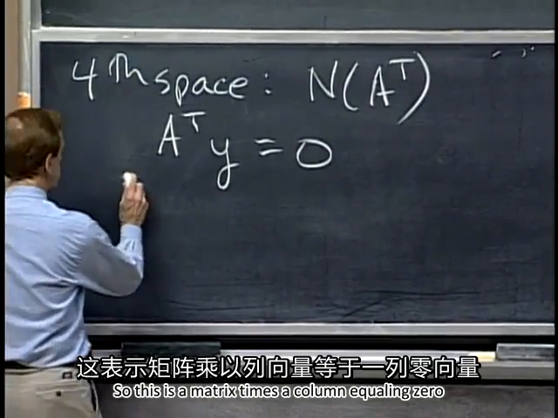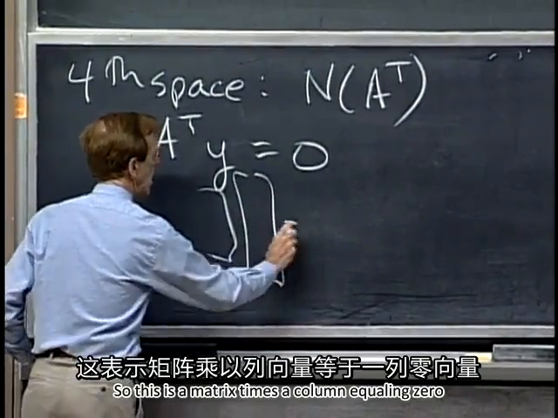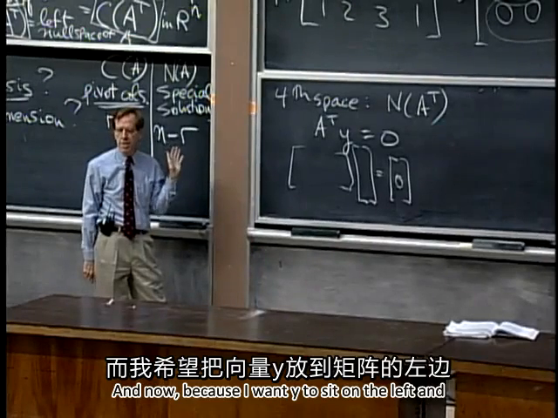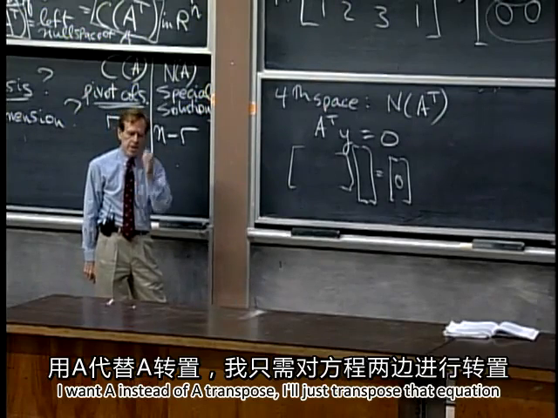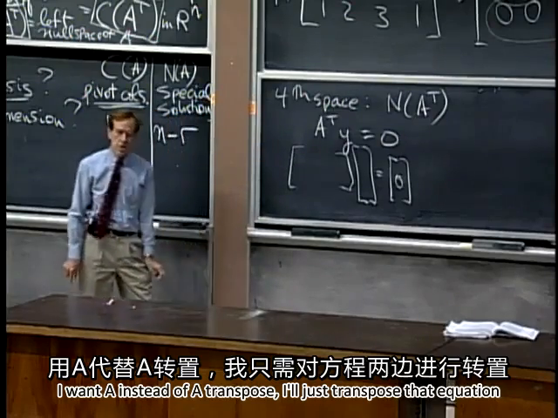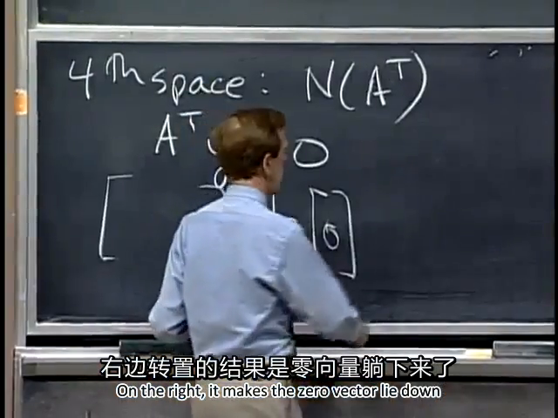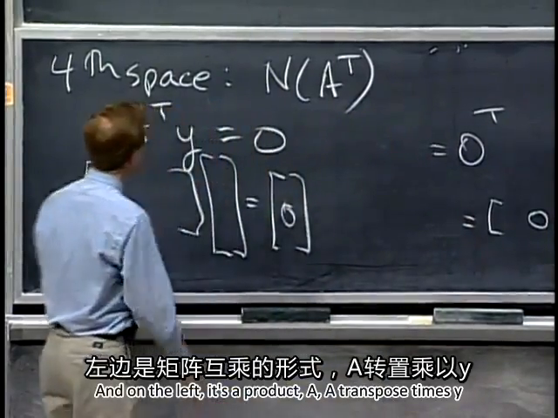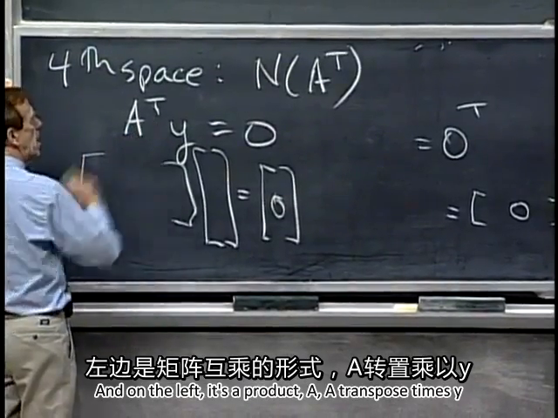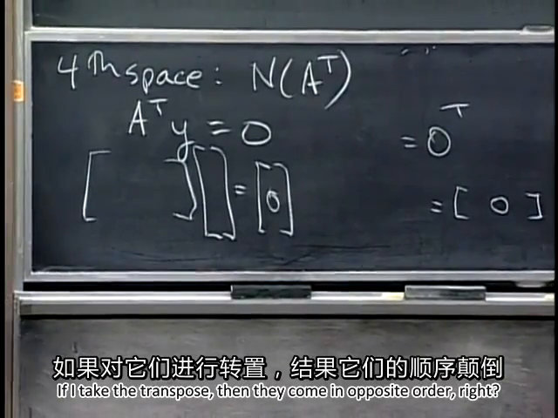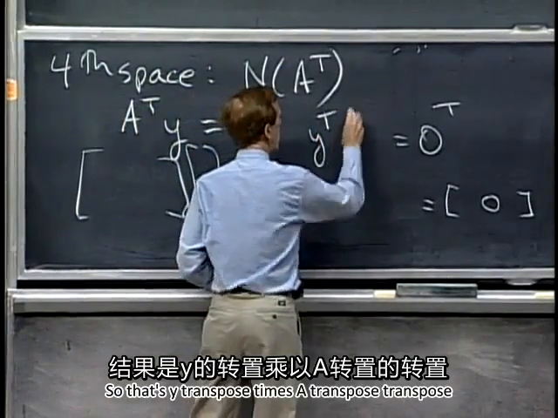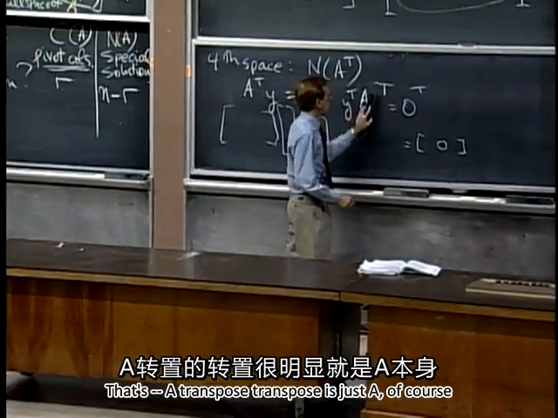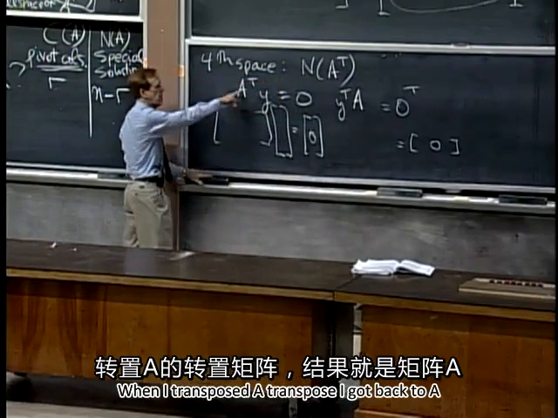So this is a matrix times a column equaling 0. And now, because I want y to sit on the left, and I want A instead of A transpose, I'll just transpose that equation. Can I just transpose that? On the right, it makes the 0 vector lie down. And on the left, it's a product, A transpose times y. If I take the transpose, then they come in opposite order, right? So it's y transpose times A transpose transpose. But nobody's going to leave it like that. A transpose transpose is just A, of course. When I transposed A transpose, I got back to A.